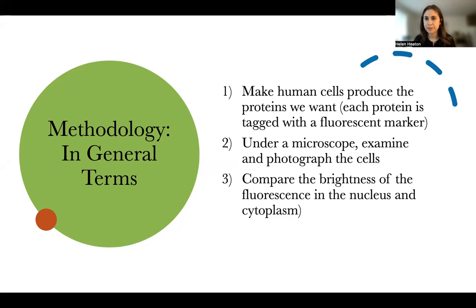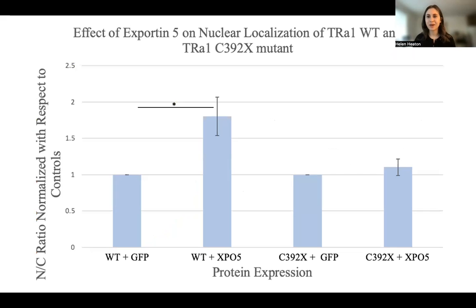And I was able to do so because our proteins were all tagged with these fluorescent markers. And so I could see, okay, there's more of the fluorescent marker inside the nucleus or more in the cytoplasm. However, ultimately what I found was that there was no impact. With exportin 5, this is really the key takeaway right here. When I had my mutant and the control, or my mutant and the exportin, the localization where my mutant was found was the same in both.